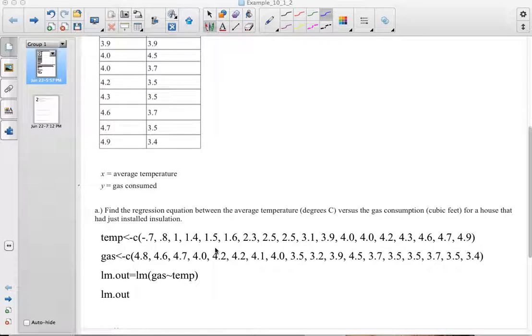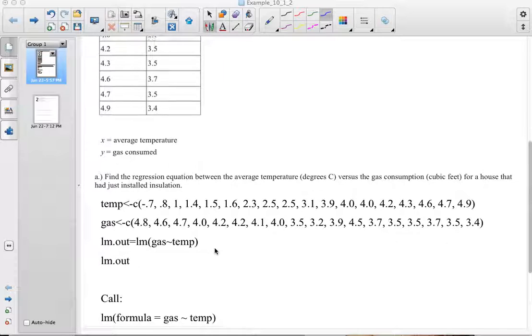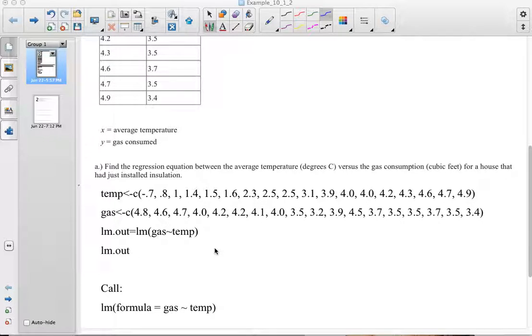I'm using R to do this example. There are other software packages out there that you can use. The main thing to realize is the output is what is of importance. So in R, we would type the data in. I called temperature temp. I called gas consumed gas. You can call them anything you want. It really doesn't matter. In R, I would call this linear model lm.out. This is just naming the model so I can call it later and use it later.